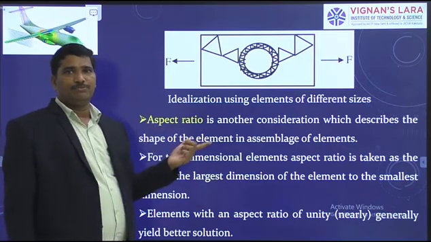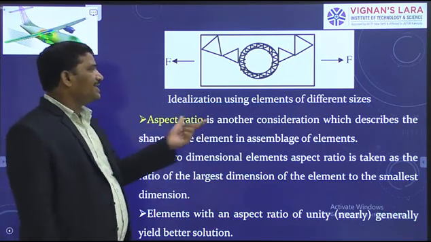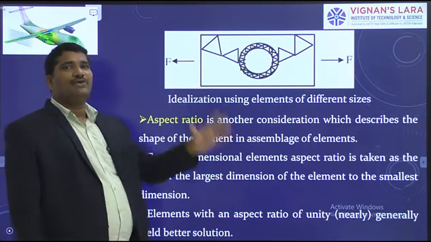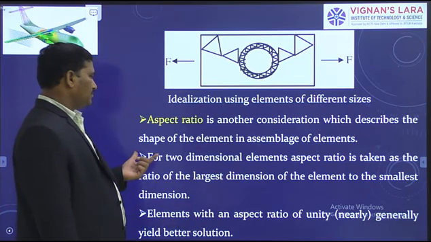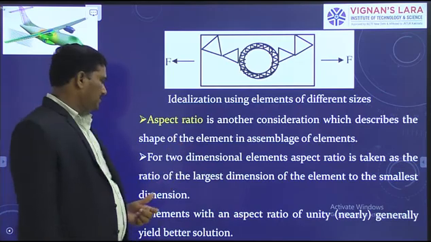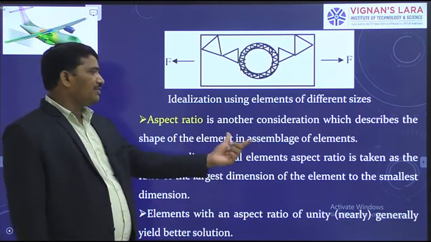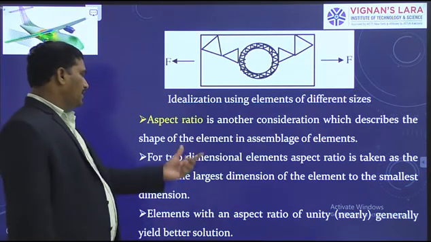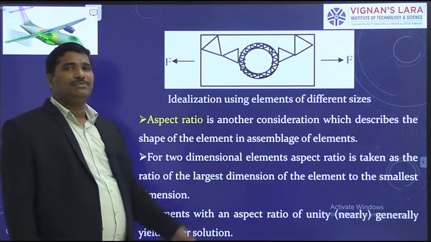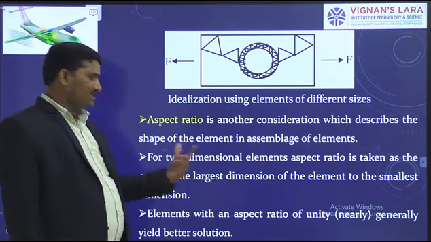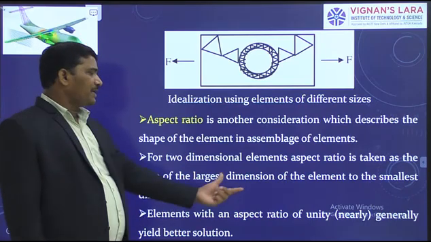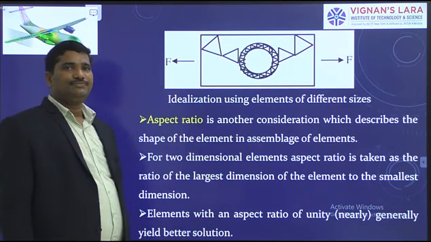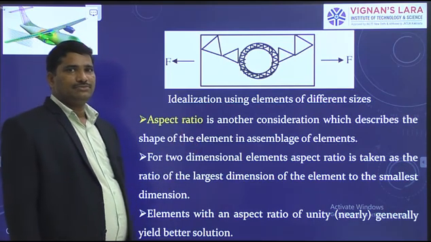Aspect ratio. Very, very important. Aspect ratio is another consideration. What does it describe? The shape of the element in assemblies of elements. Aspect ratio for a two-dimensional element is defined as the ratio of the largest dimension of the element to the smallest dimension. Elements with an aspect ratio of unity generally yield better solutions. Okay? Thank you. Thank you very much.